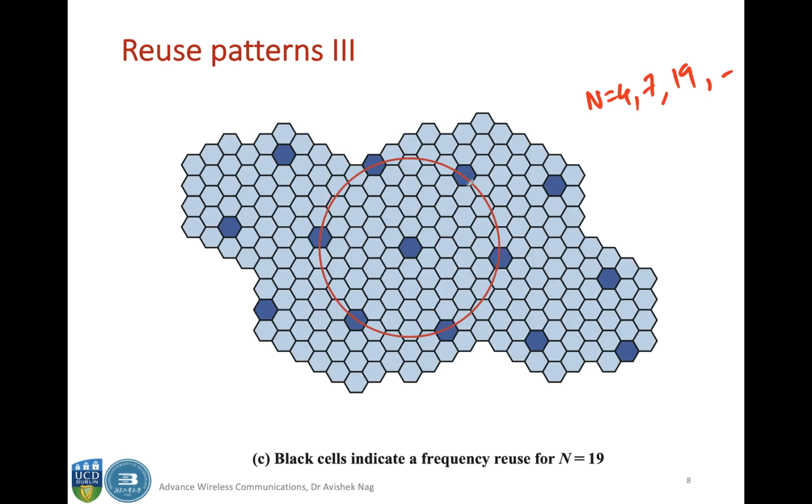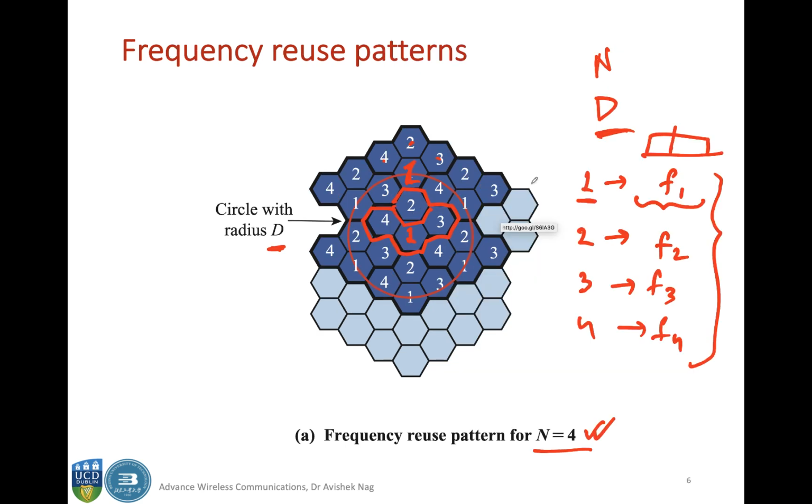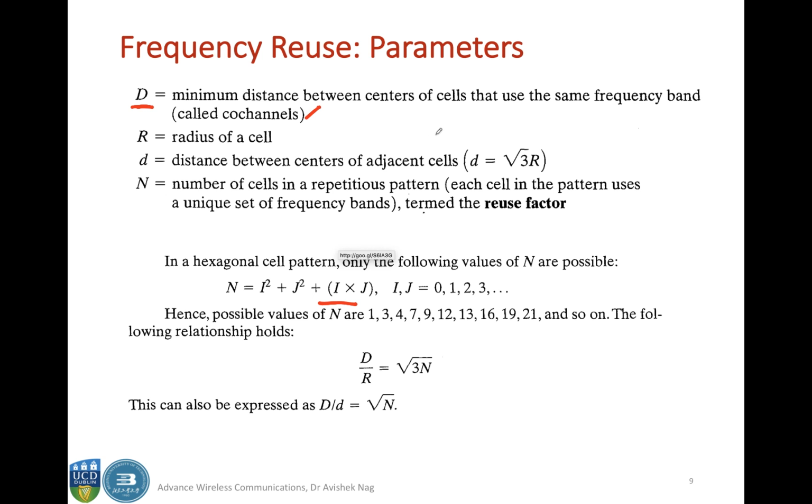Okay, so for n equal to 19, let's say this is the cell number 1. Okay, and then after using a pattern of 19 cells, you can find another cell number 1, which is here, and this is at a radius D from the center of this. Okay, so this is your capital D. Okay, here also you have this circle of radius capital D. Here also you have this circle with radius capital D. So D is the minimum distance between the centers of cells that use the same frequency band.